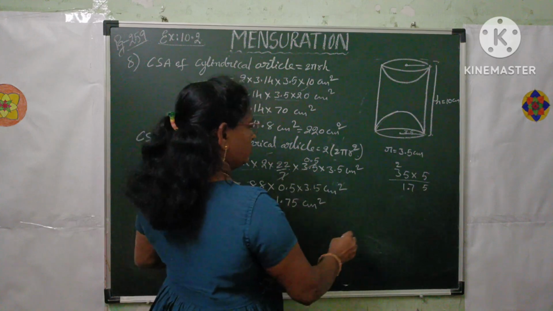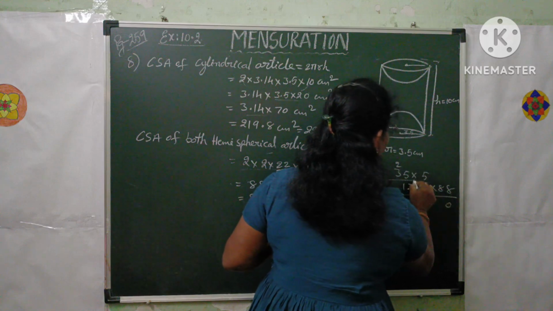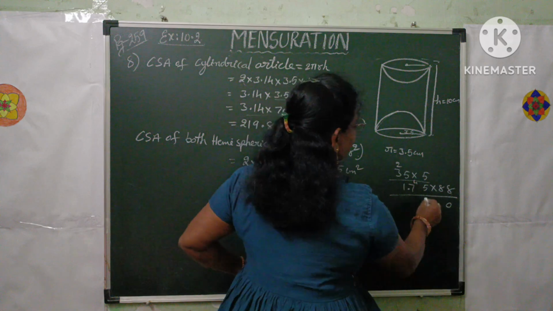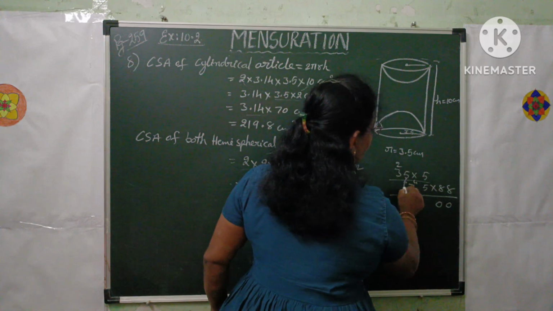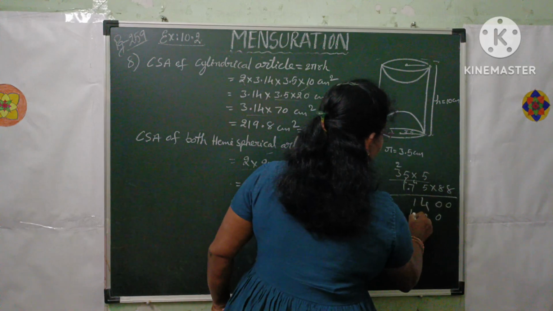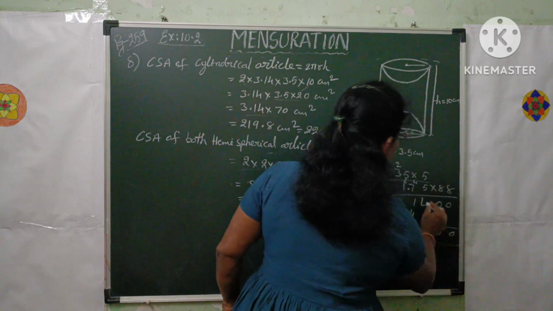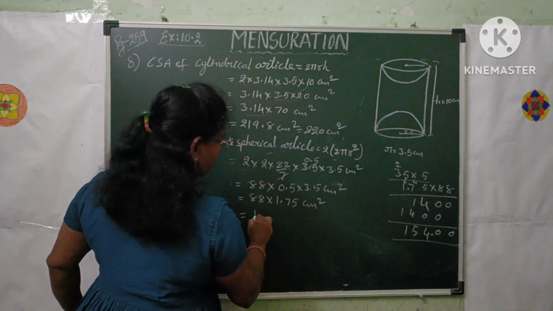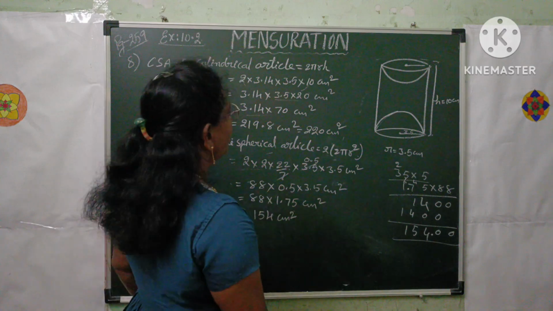Centimeters square into 88. 8 fives are 40, again 8 sevens are 56... Again the same. How many decimal places? Totally 2, so before that we keep the decimal. So that is 154 centimeter square.